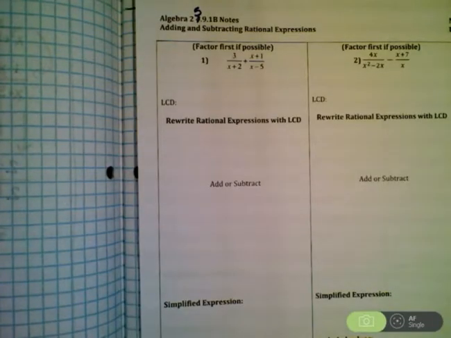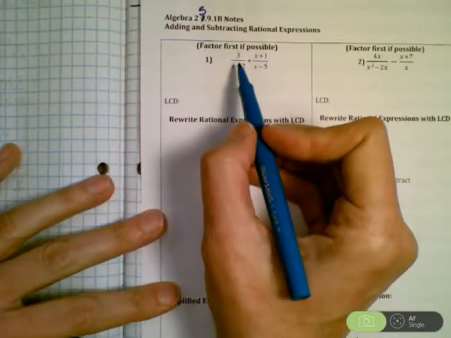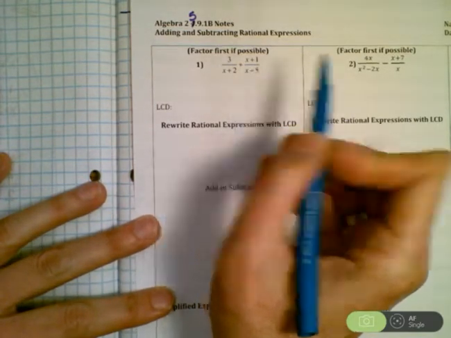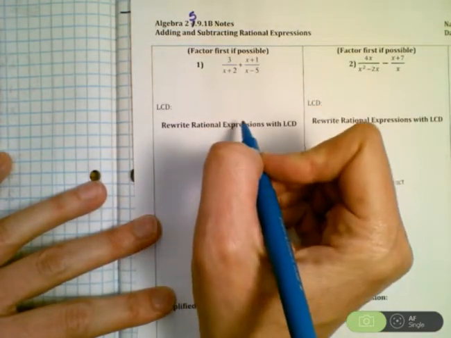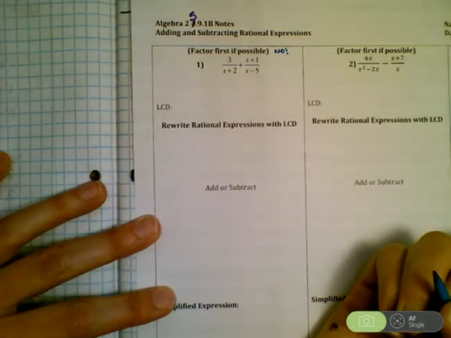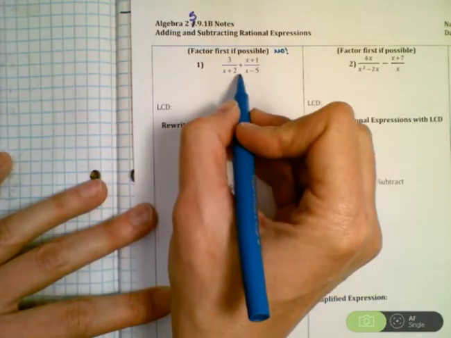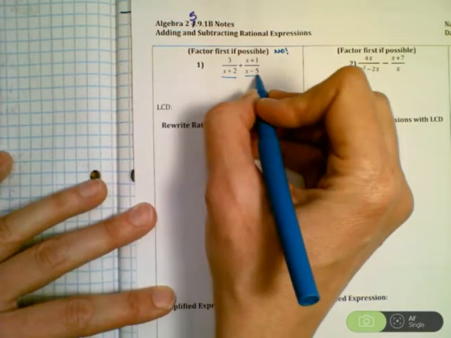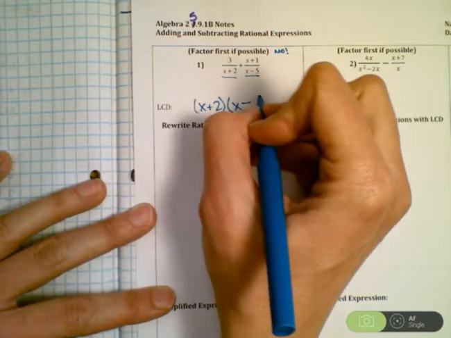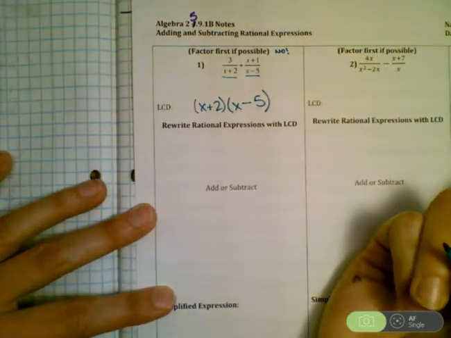So when we look at this first one, we have 3 over x plus 2 plus x plus 1 over x minus 5. Nothing to factor here. So if possible, nope, that's not possible in this problem. So our LCD is just the string of denominators. So our LCD is x plus 2 times x minus 5.